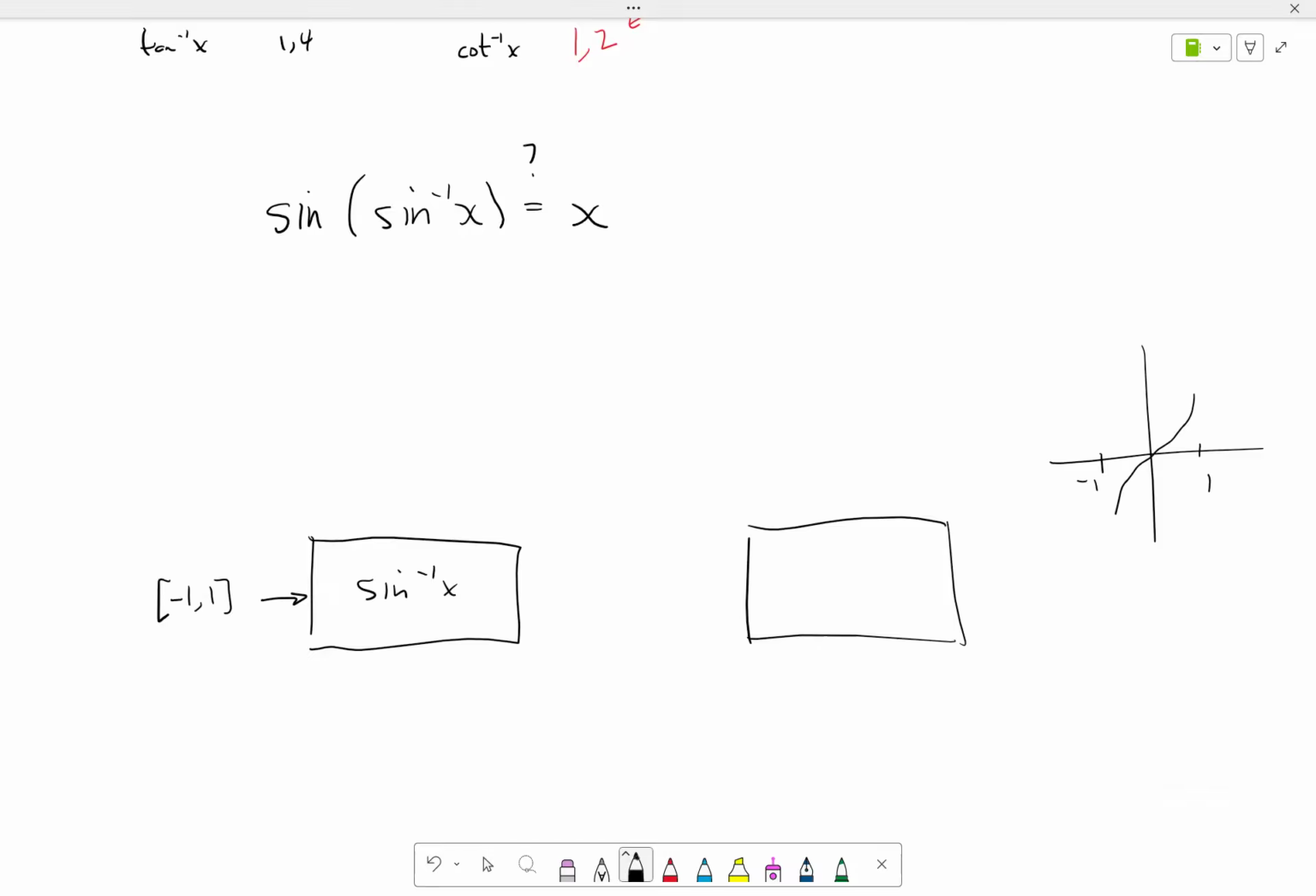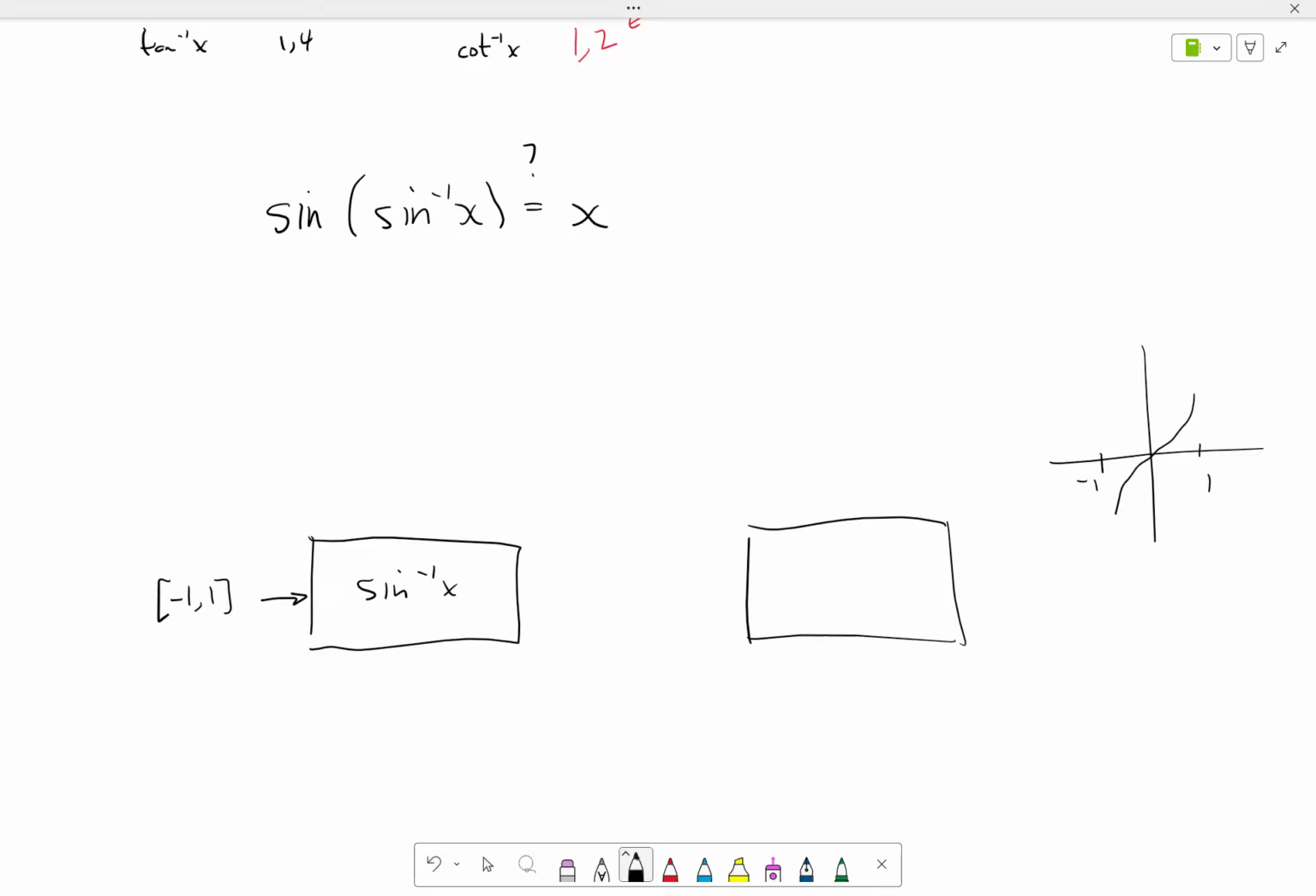We're putting numbers into the inverse, so we could put the range from sine into the inverse. But remember, here's sine inverse. Those are the only numbers I could use. Here's the graph of sine inverse. Domain is -1 to 1, range is -pi/2 to pi/2.